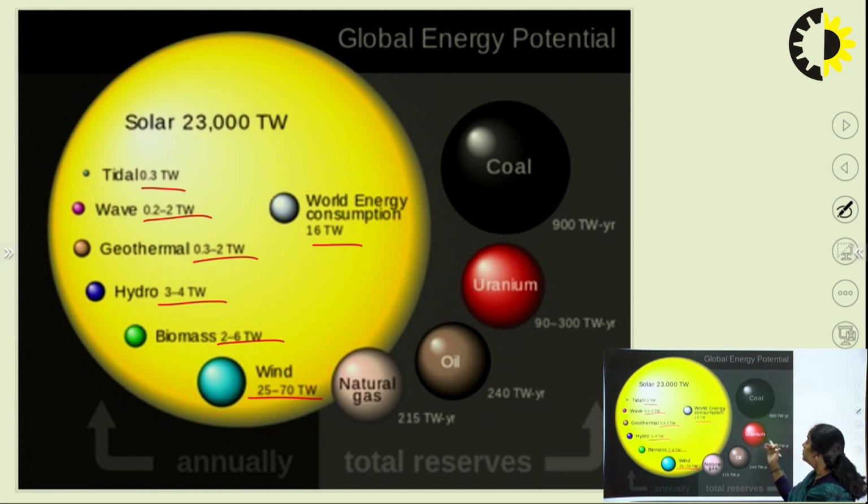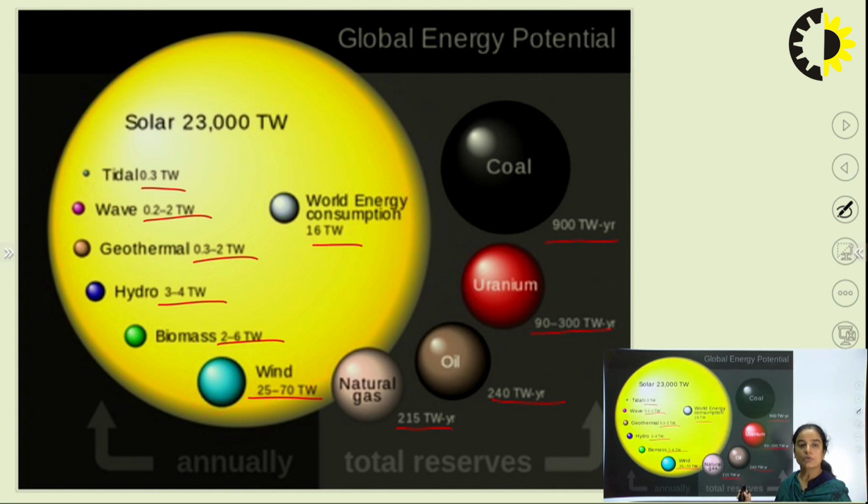If we talk about the electrical energy generated with the help of coal, across the globe it is 900 terawatt per year. By using nuclear energy, where uranium is the source of energy, it is 90 to 30 terawatt per year. Okay, if we see oil-based power generation, it is 240 terawatt per year, and natural gas-based energy generation is around 215 terawatt.